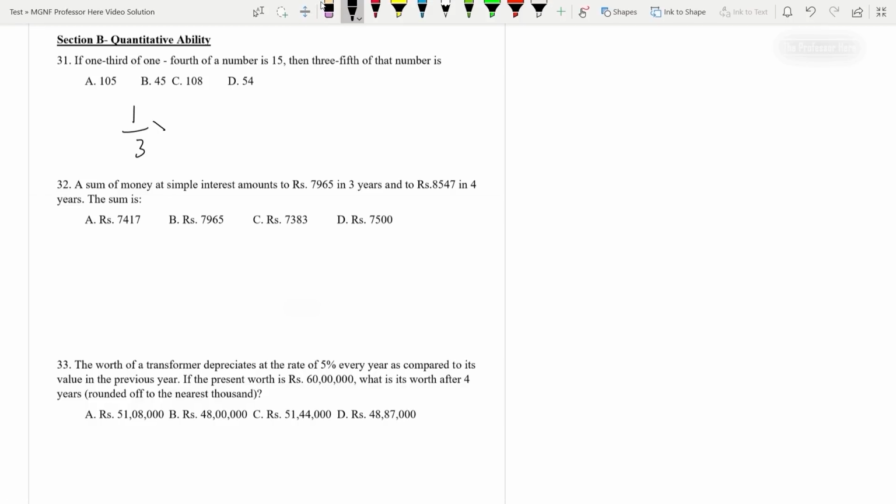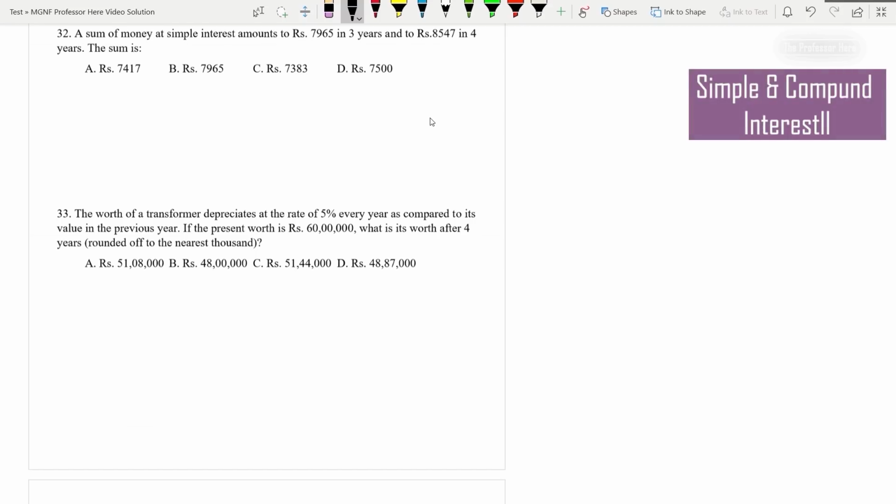1/3 of 1/4 of, let the number be x, is 15. So x is equal to 180. Then 3/5 of the number is 3/5 of 180, which is 36 into 3, 108. So option C, 108 is the answer.